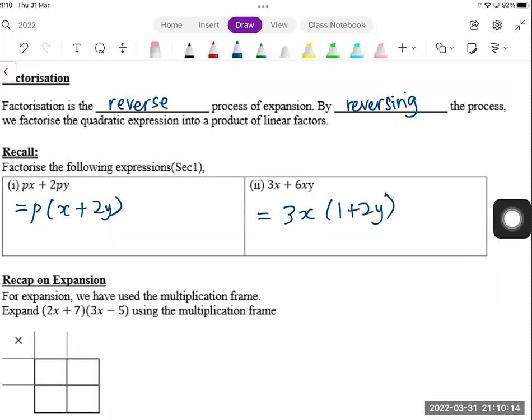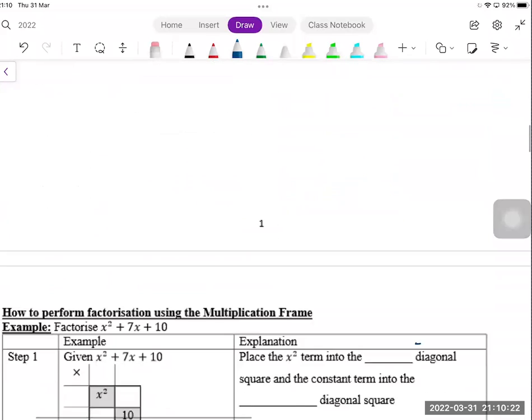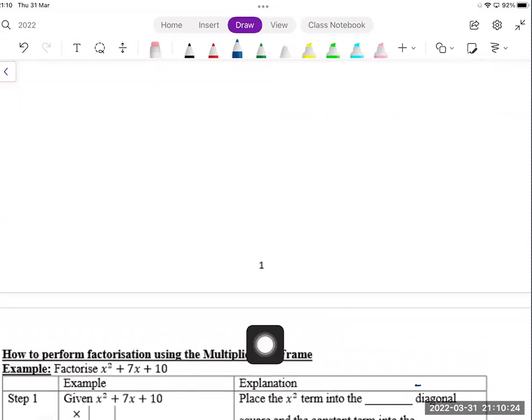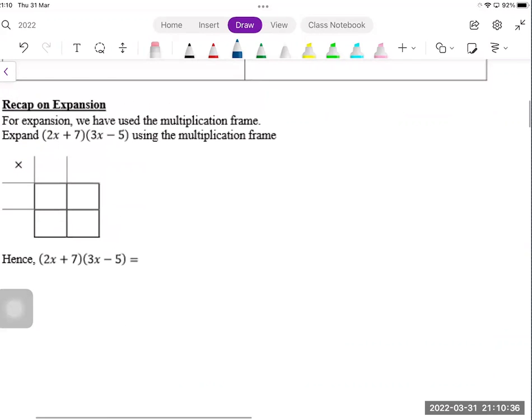So this one is what you do in Sec 1. Quite straightforward. But now you'll be wondering, in secondary 2, we are going to do quadratic factorization, but there's nothing common across all 3 terms, correct? Then how do I do the factorization? Before we move on to that, let's revise what we learned in expansion.